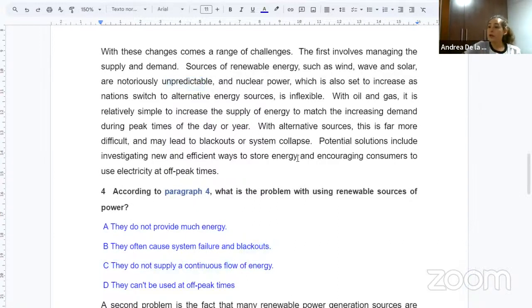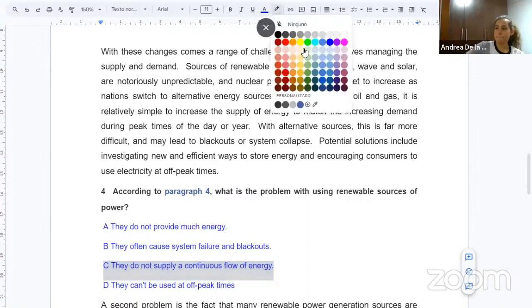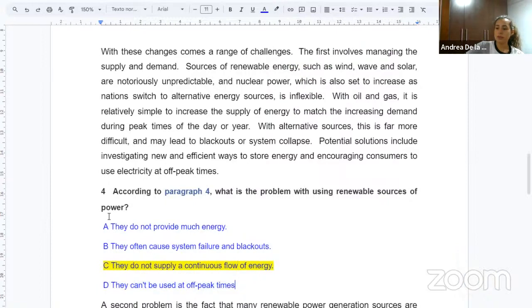Be careful not to get confused with different terms that may be similar. And be careful not to read beyond what you actually have to read. Okay. Do you guys see why C is the correct option in this case? Yes. Okay. So let's eliminate this.